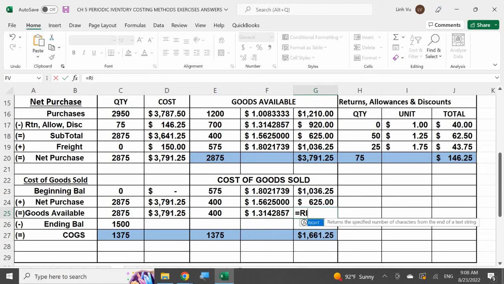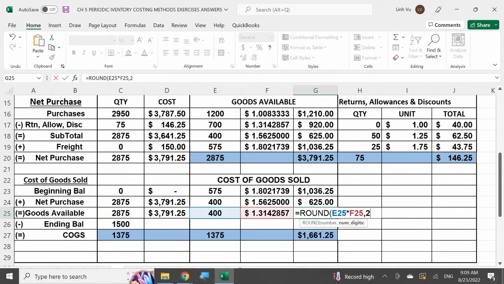So this is where I'm going to be using my equal round here, because this number right here is 1.31442857. That's a lot of mumbo jumbo. So I want to go ahead and calculate it, but my end number is going to be rounded off to the nearest penny. So I do my equal round, okay? I want 400 multiplied by 1.3142857. I'm going to end my argument with a comma, and I want it to 2 decimal places, which is rounding to the nearest penny.